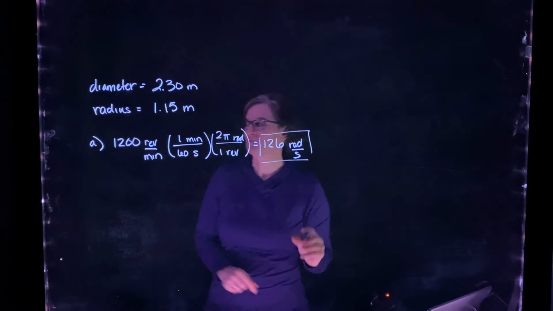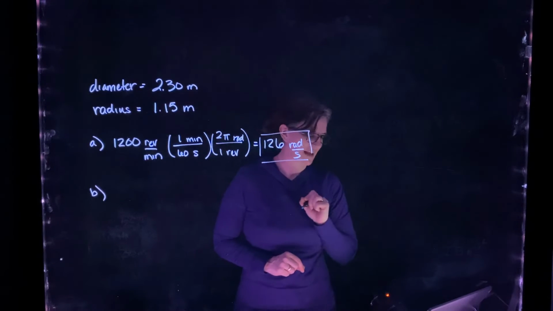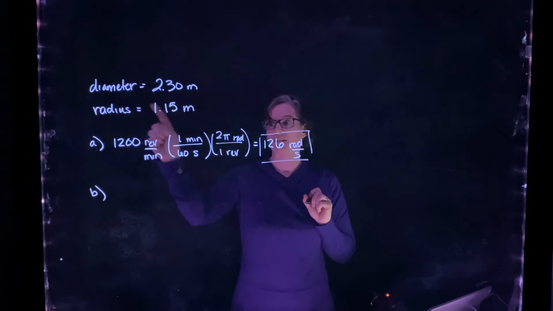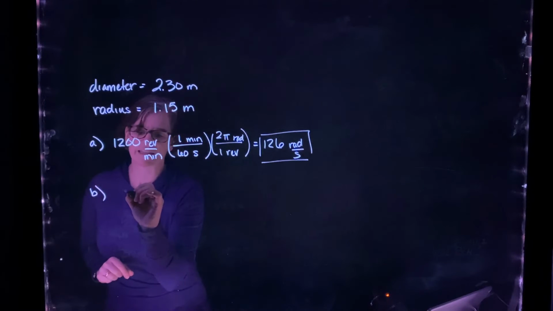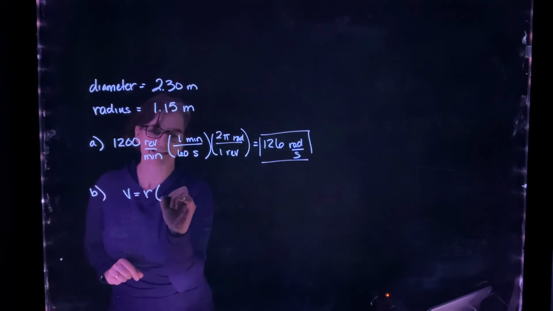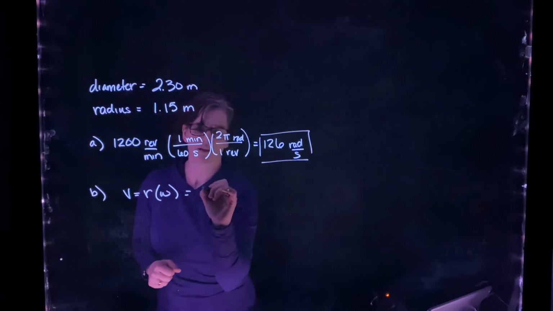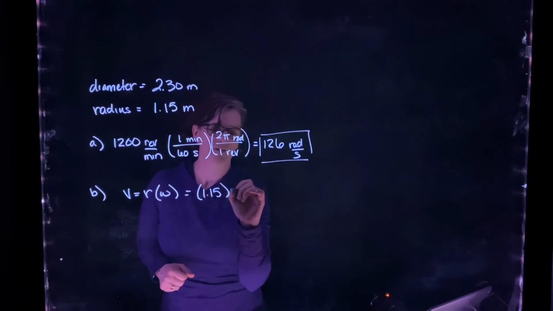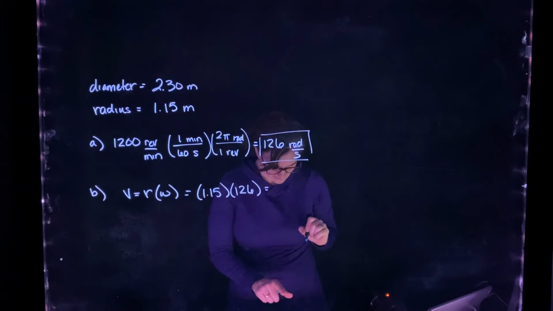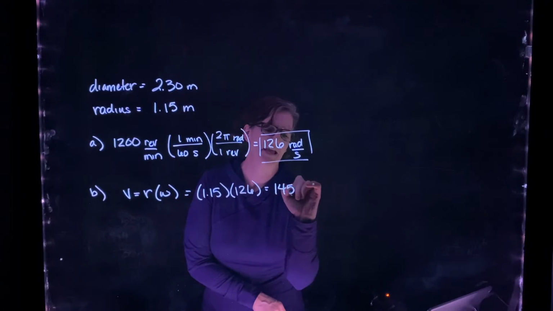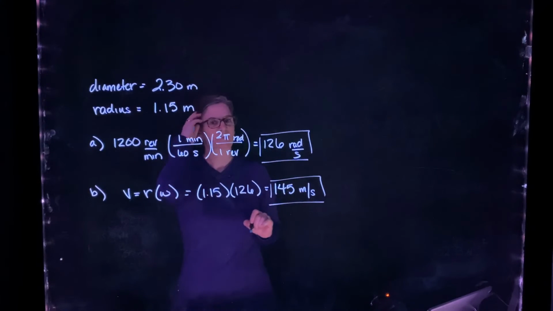So that's part A. And part B says, what's the linear speed at the tip at this angular velocity? We know that the linear speed is equal to the radius times the angular velocity. So we just need to take the radius of 1.15 times our angular velocity of 126, and we get 145 meters per second as its linear speed at the tip.